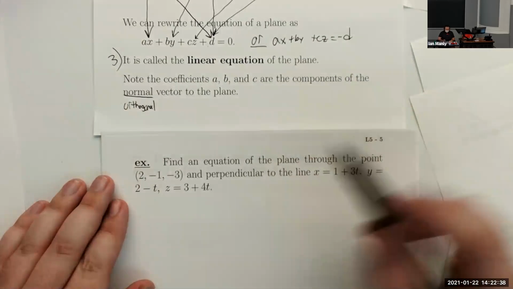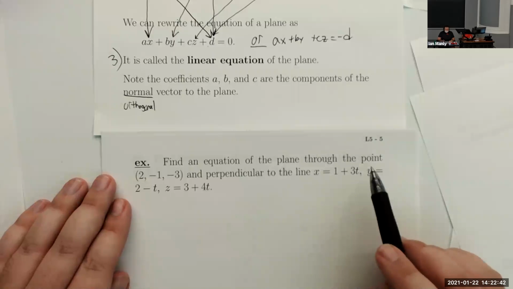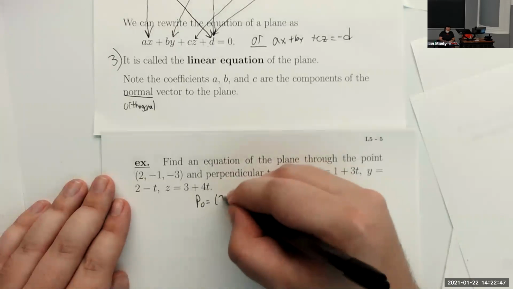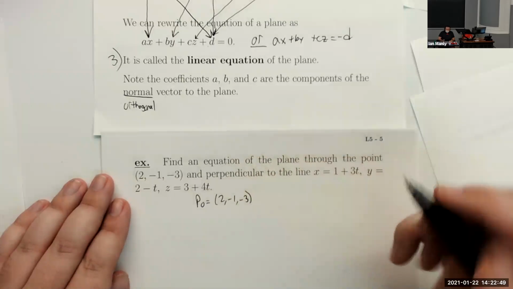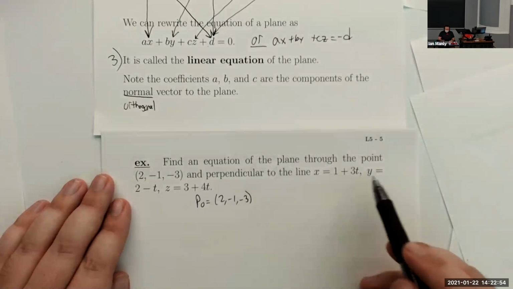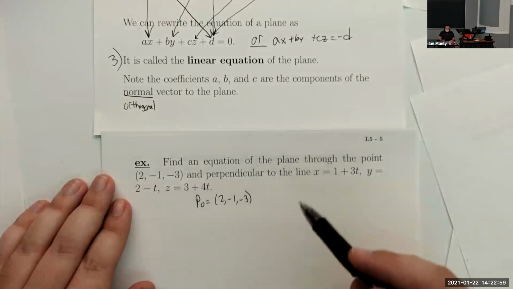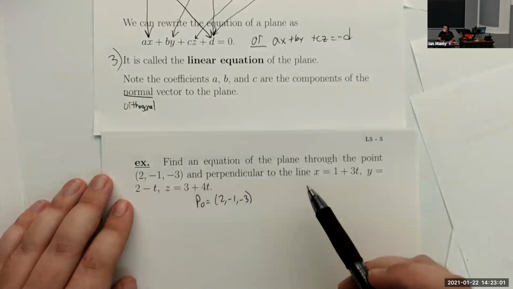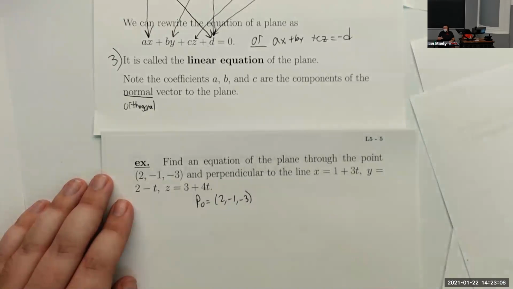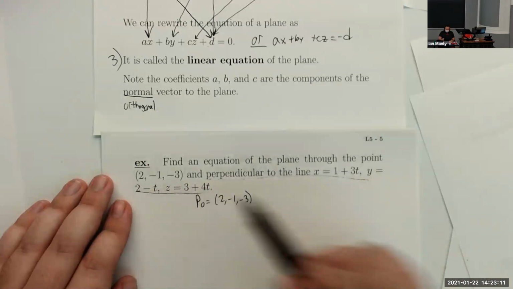Okay, so our first task is to find an equation of the plane through the point (2, -1, 3). So this is what our P naught is going to be specifically for this one. And perpendicular to the line x is 1 plus 3t, y is 2 minus t, and z is 3 plus 4t. Okay, now this is a little bit different. They didn't directly give us a normal vector for this. We somehow have to get a normal vector out of this information here.